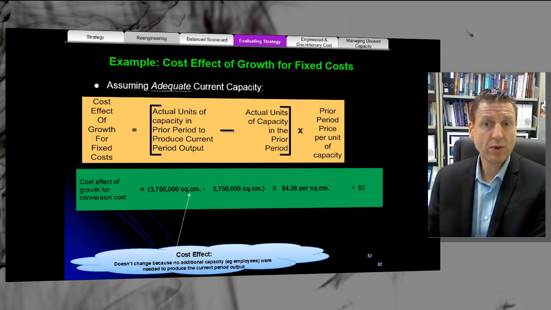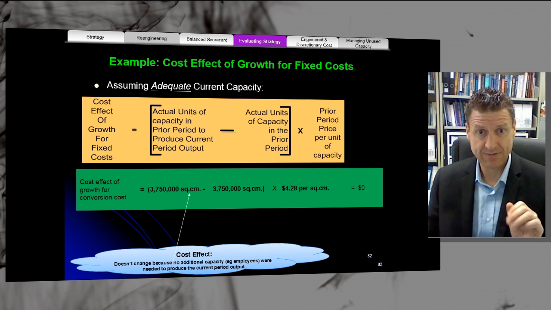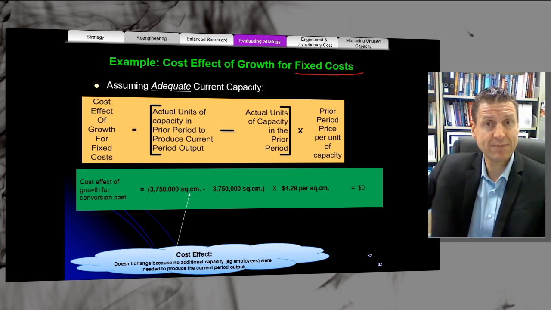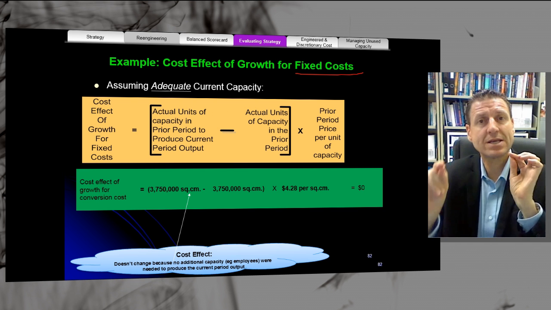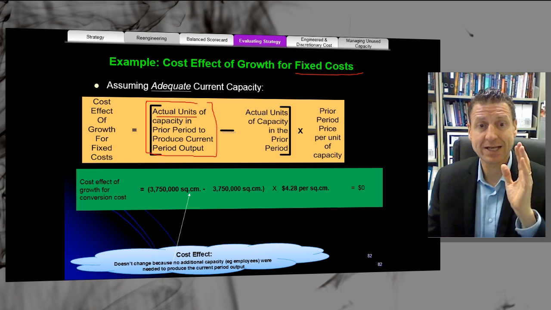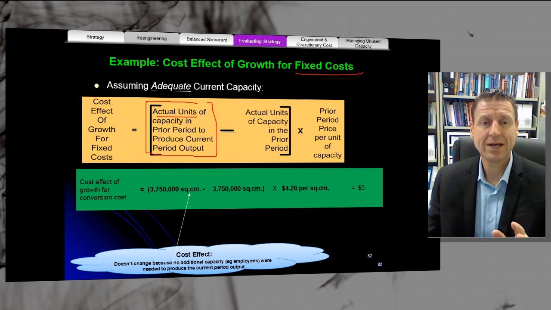And so we want to have one more aspect of the growth, and that is for fixed costs. If capacity is large enough that in any one period you don't have to change the capacity, then there's going to be no variance here. Again, there's a tricky calculation here. That is the actual units capacity in the prior period that is needed to produce the current period output.